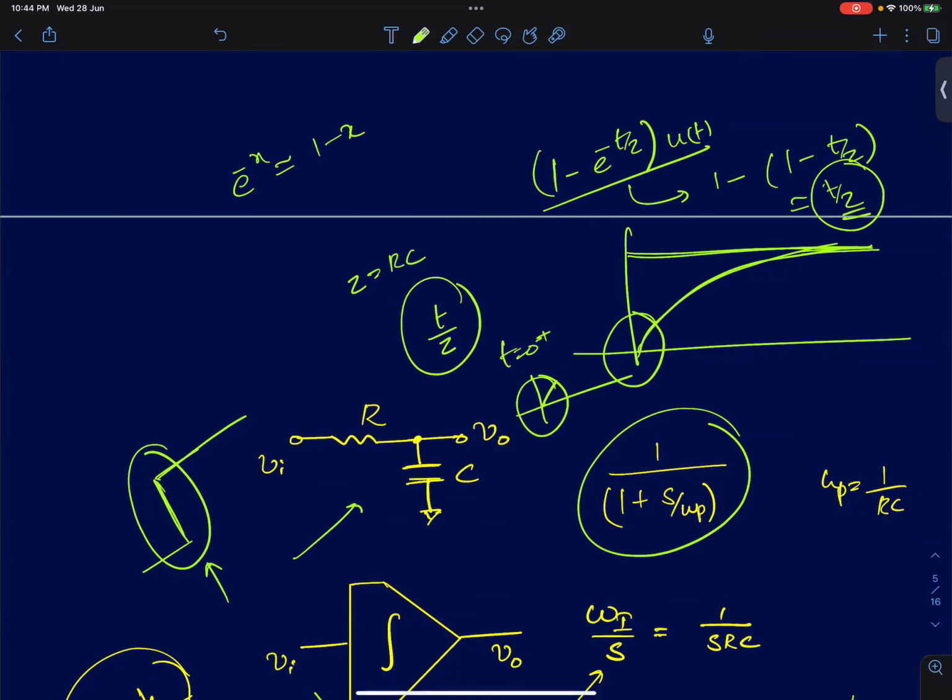We said, okay, it's going to behave like an integrator. Let's just integrate this step. You get ramp, and we predicted its output.